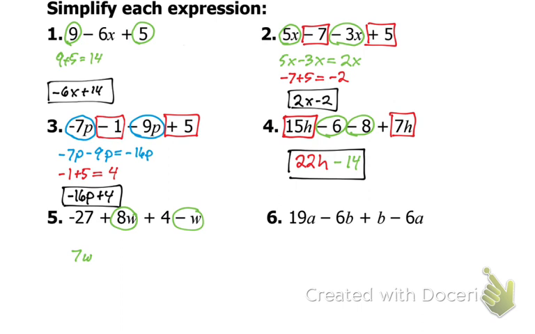All right, could someone else give me what would happen if I did negative 27 plus 4? What did you come up with? Negative 23. You got negative 23. I agree with negative 23.